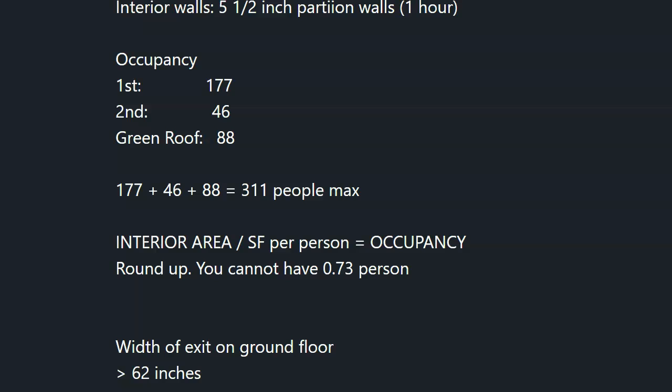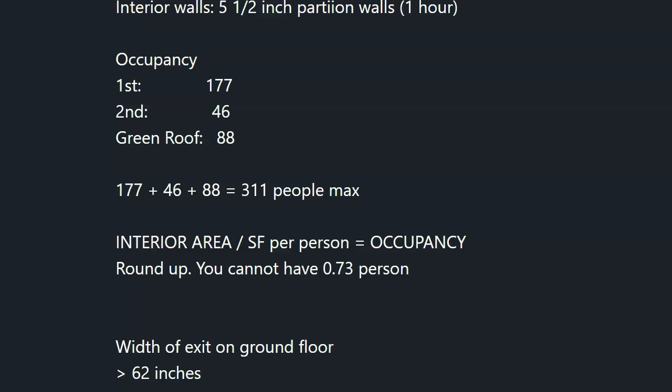So when you look at this, the first floor of the library, the max occupancy is 177. The second story, because of the limited access to exits, is going to be 46. And then the green roof will be 88. So whenever you add all of those together, you get a max of 311 people. And that's how many people you can have in your building.